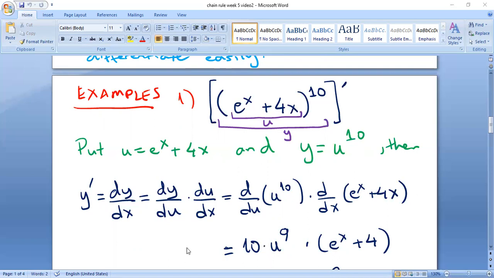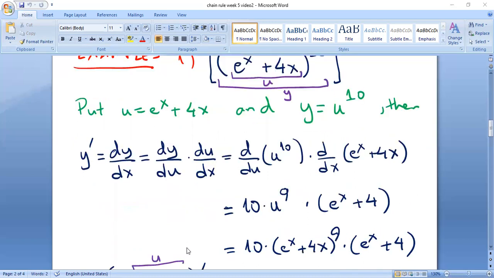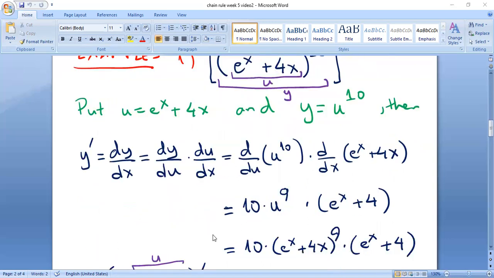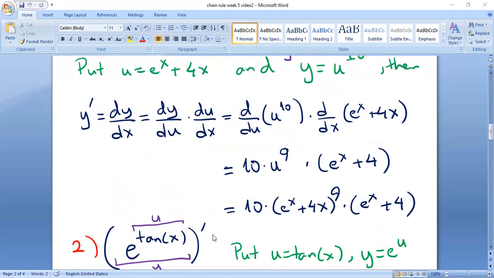So let's say u equals e to the x plus 4x and y equals u to the 10. Then we write the chain rule, dy over du times du over dx. So y is u to the 10, so the derivative of u to the 10 with respect to u, and u with respect to x, e to the x plus 4x with respect to x. u to the 10 is a power function, so it's going to be 10 u to the 9, and the other function will have the derivative e to the x plus 4. Then we put u back, which is e to the x plus 4x, and we get the result.